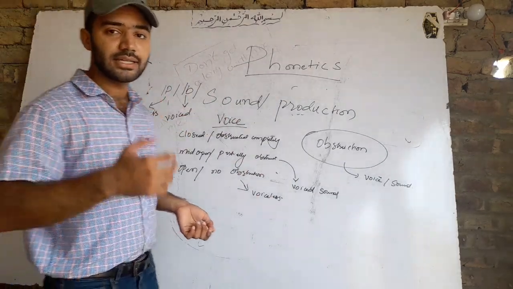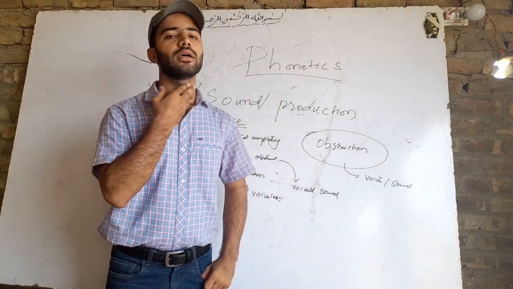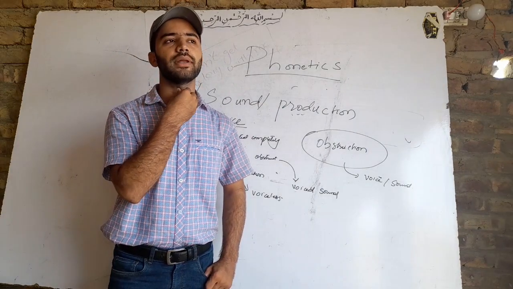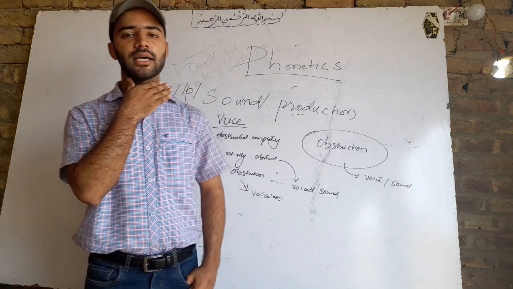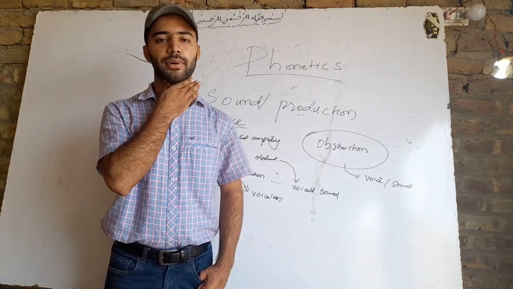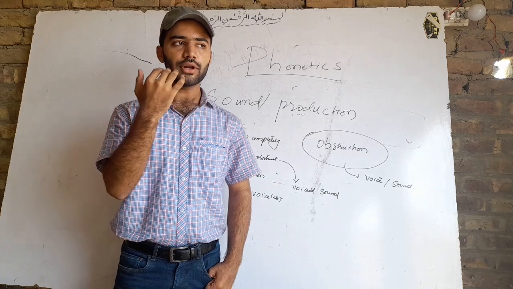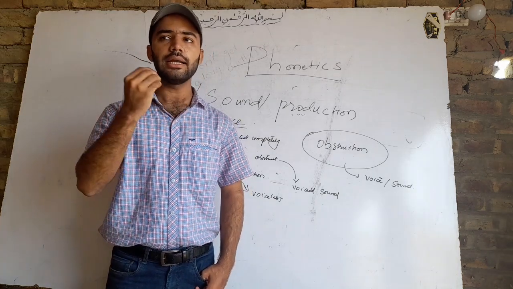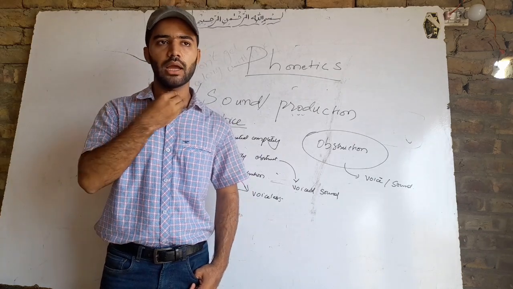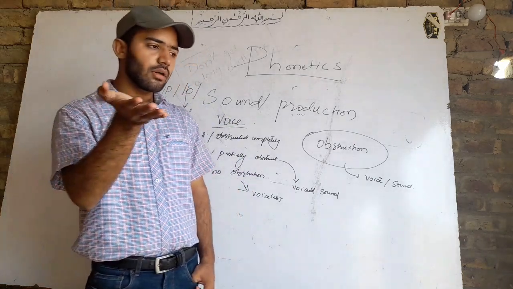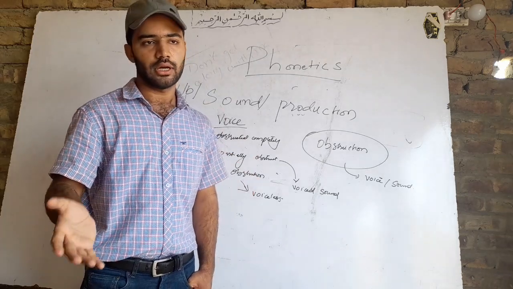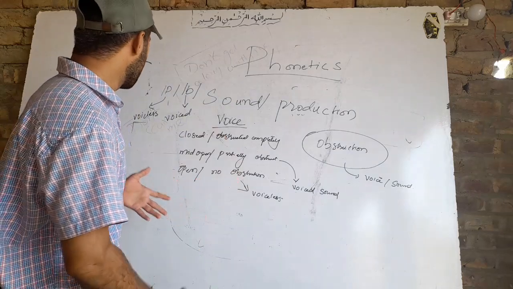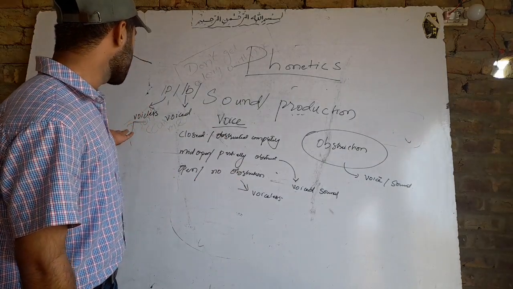The next method is to place your hand on the Adam's apple, which we also call the larynx. When you place your hand on the Adam's apple and try to pronounce the same sounds like pa and ba, in the voiced sound you will feel a little vibration in your Adam's apple. But in the voiceless sound, you will not feel any vibration at all. So this is also a method to determine whether your sound is voiceless or voiced.